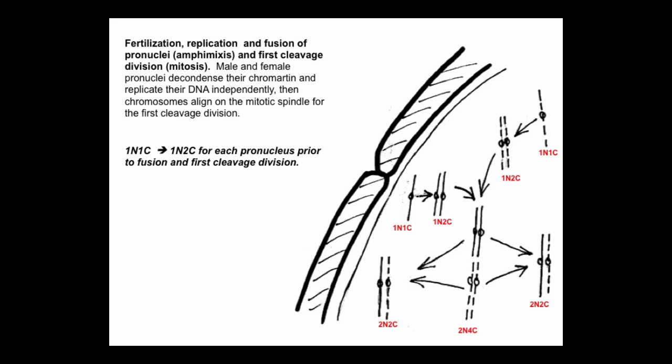And if you follow the diagram, I think you can see that. Just imagine the solid representation for a chromosome represents one set of chromosomes from, say, the male pronucleus. The dotted chromosomes represent, say, the chromatin from the female pronucleus. You can see they replicate DNA. They then fuse before the first zygotic division occurs.